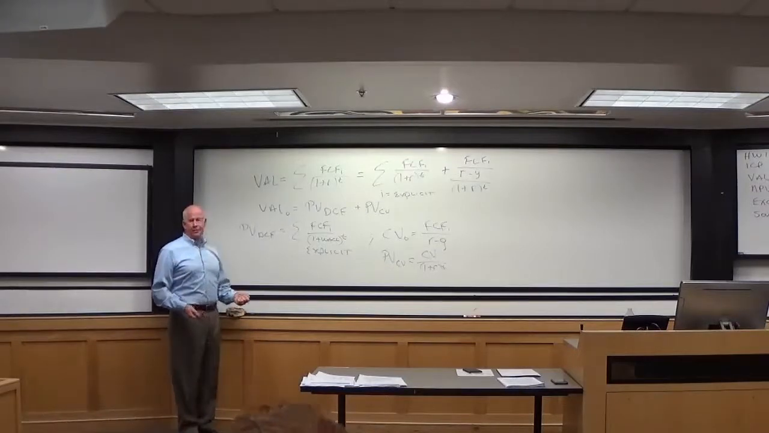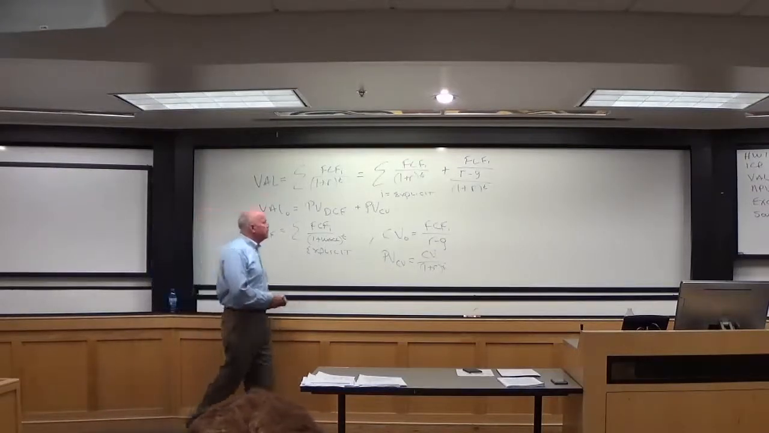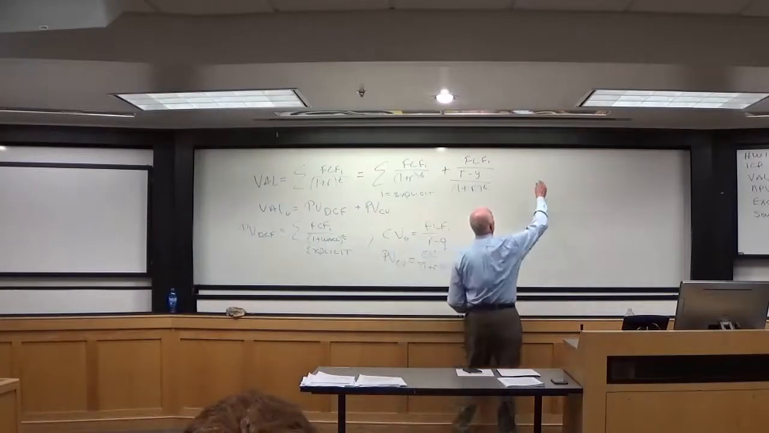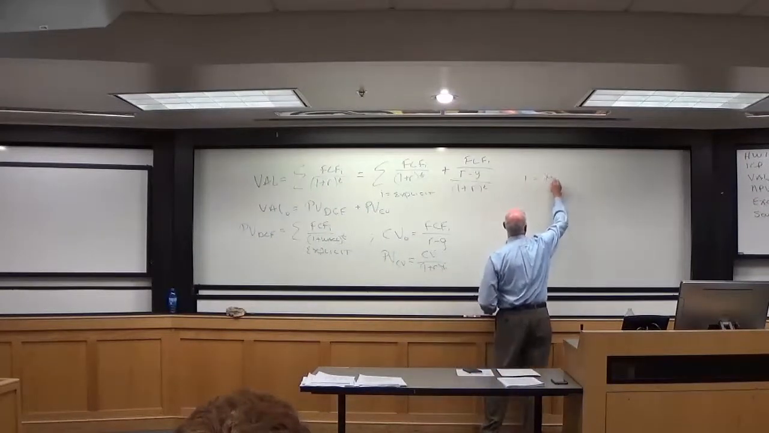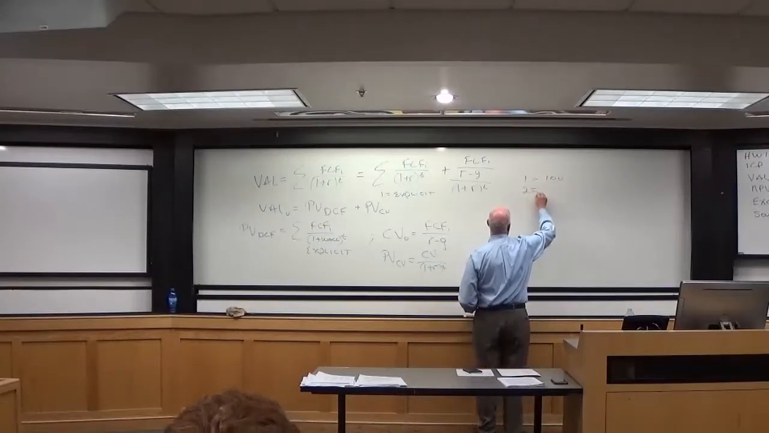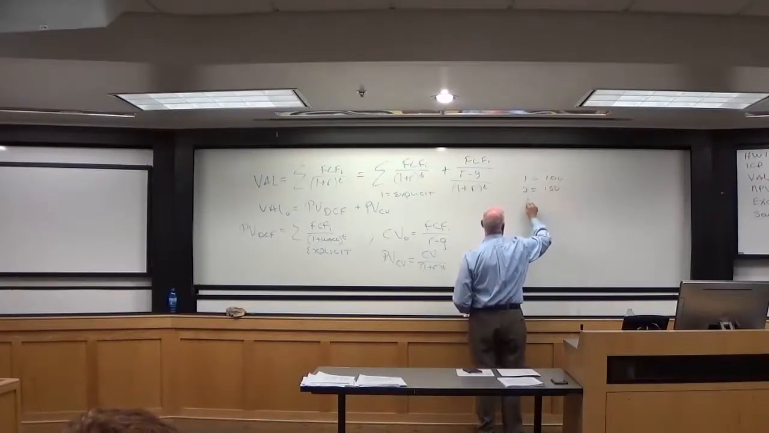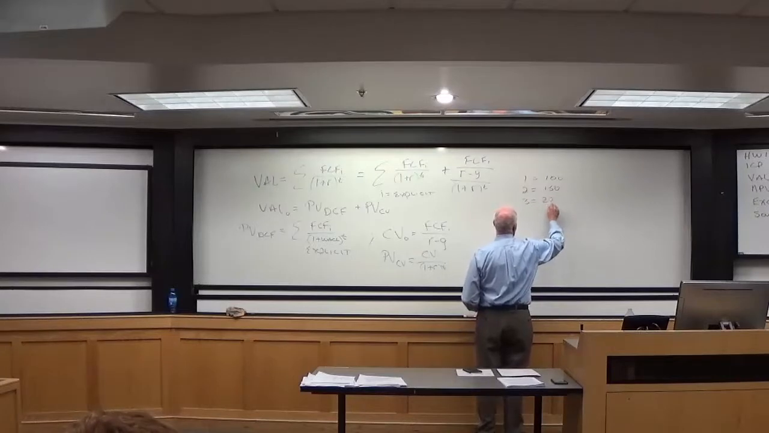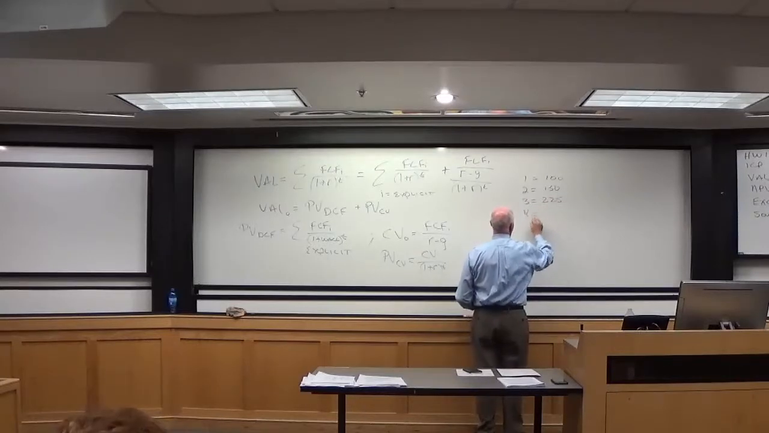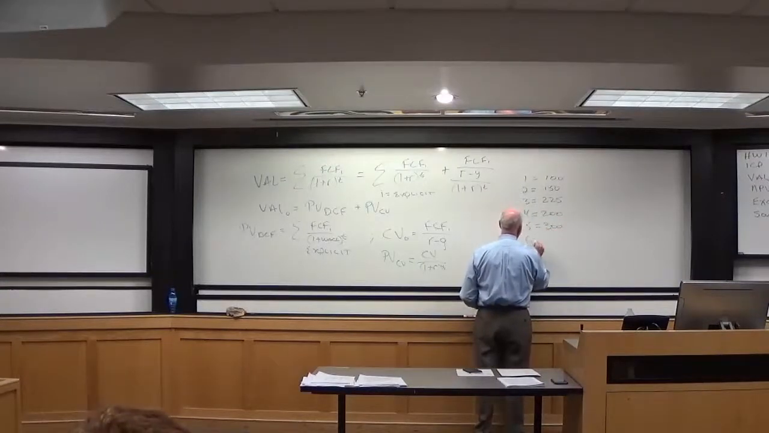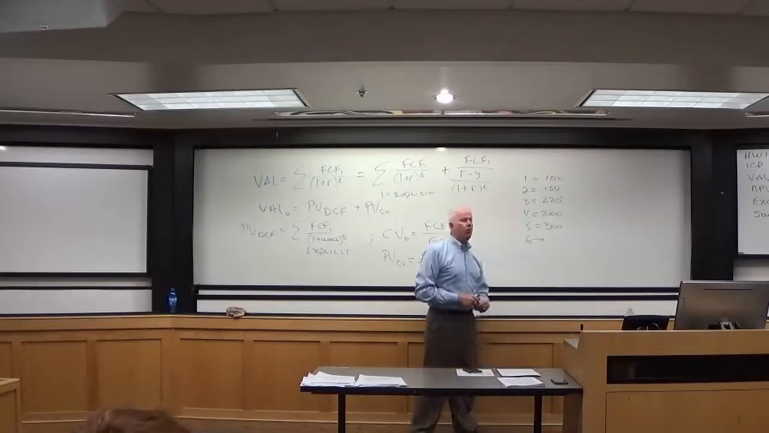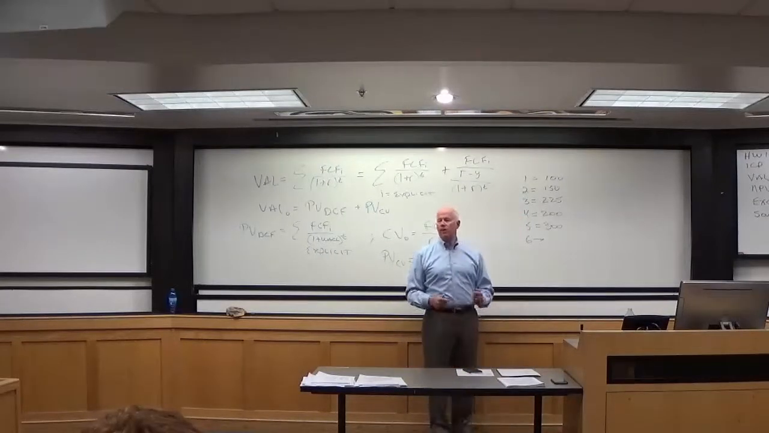So let's give an example, all right? Let's assume for a minute that we believe we have cash flow in time 1 of 100, in time 2 of 150, in time 3 of 2 1/4, in time 4 of 200, in time 5 of 300, and in time 6 and beyond, we believe that our cash flows are going to grow at 3% a year.